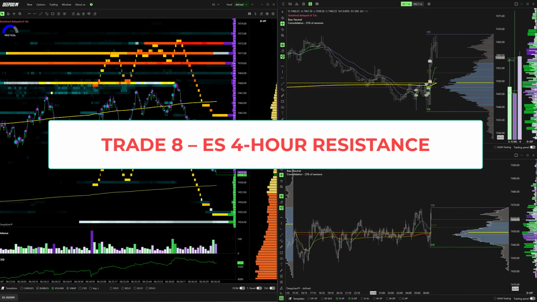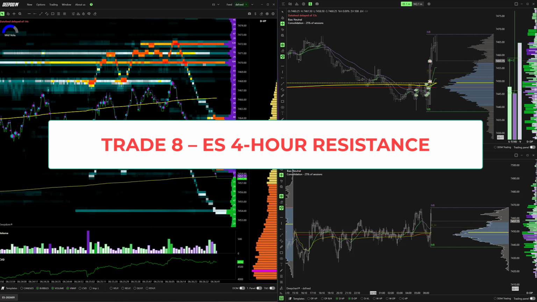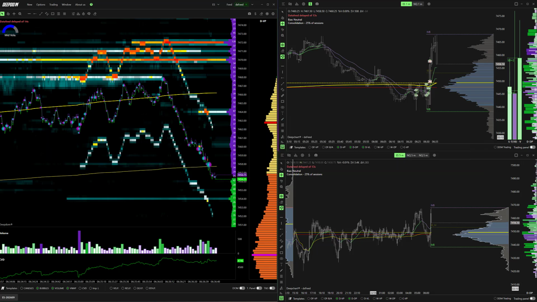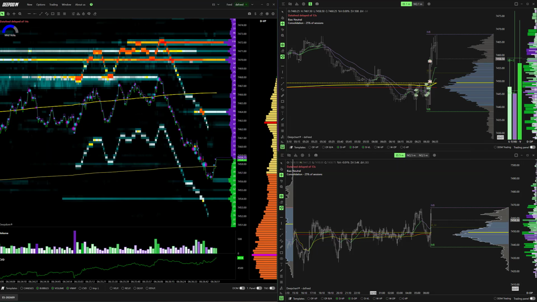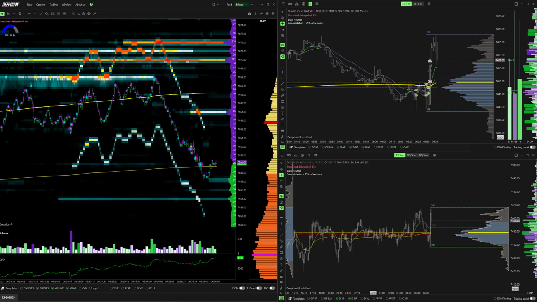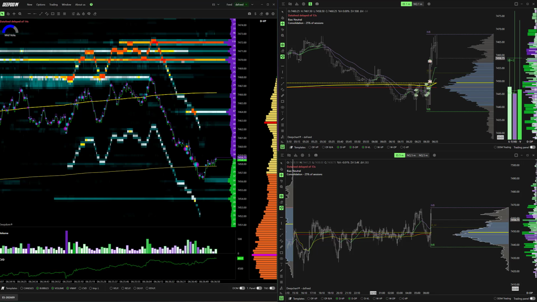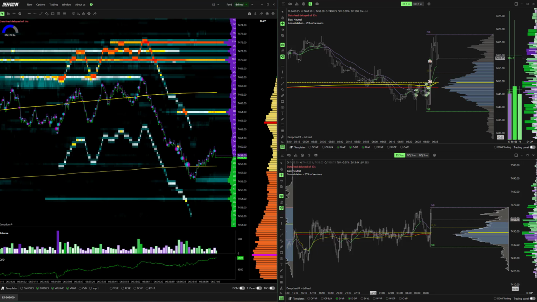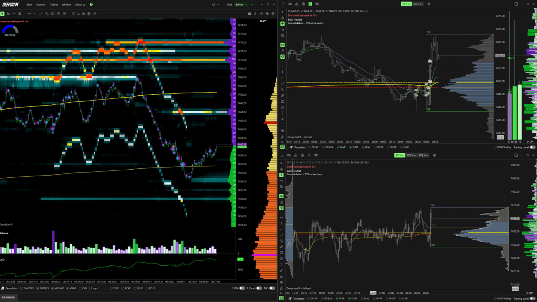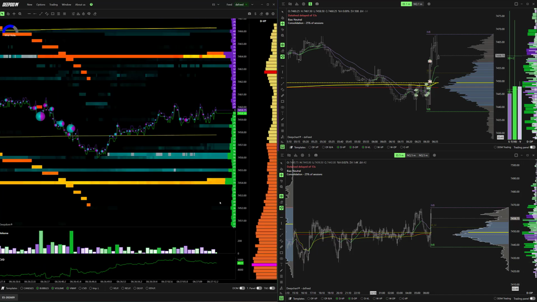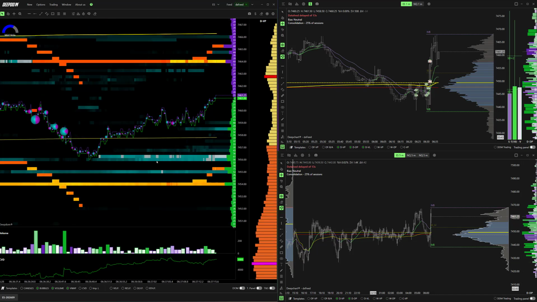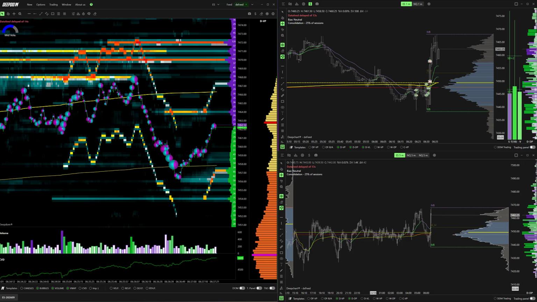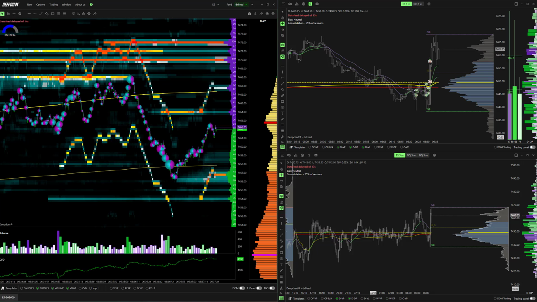The 8th trade was taken on ES this time, and it was based on a key 4-hour resistance level that I had identified before the session began. One thing I always try to do before the market opens is to mark important higher time frame levels. While most of my entries are based on short-term order flow and market profile, I wanted to know where a larger participant may become active.